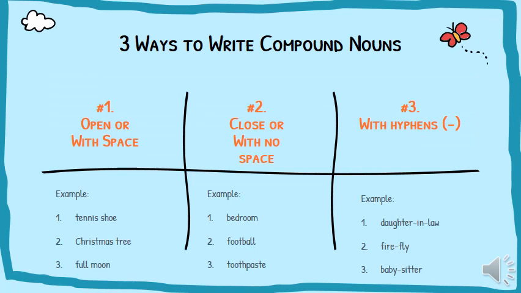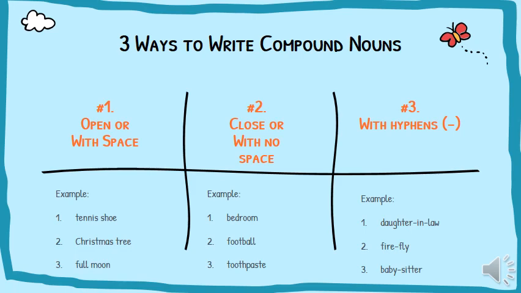So, there are three ways to write compound nouns. The first one is open, or with a space. Look at the examples given. Number 1, tennis shoe. Number 2, Christmas tree. Number 3, full moon. As you can see here, the first word and the second word have an opening, or a space, between them. The word tennis and the word shoe have a space between them.